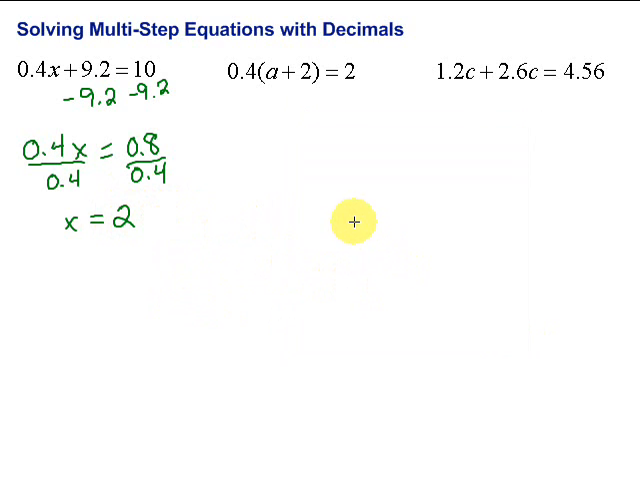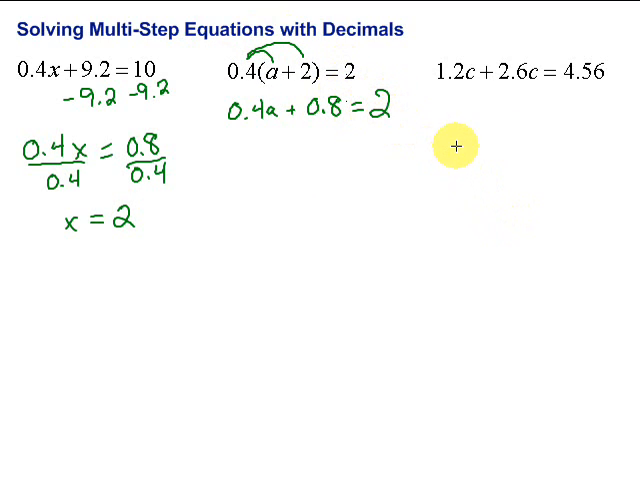Let's take a look at this next one. Here we have a problem where we've got the parentheses. So immediately into our head should pop the distributive property. Our first step is going to be to distribute that 0.4 through the parentheses to get rid of them. That means we're going to multiply 0.4 by a and 0.4 by 2. So 0.4 times a is 0.4a. Then 0.4 times 2 gives us 0.8. And we bring down that equals 2.